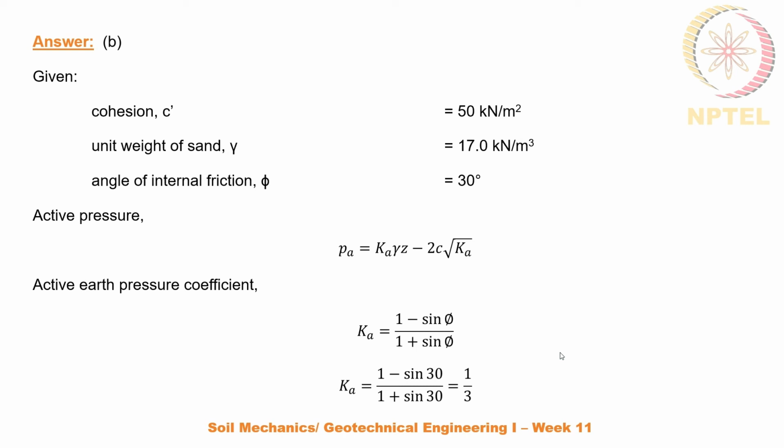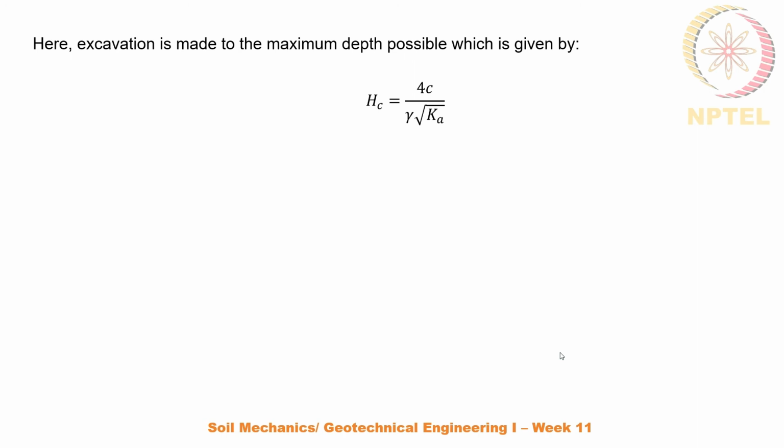Now, we don't know the value for z. It is given that the excavation is made to the maximum depth possible. The maximum depth possible is given by the equation Hc is equal to 4c by gamma root Ka. Substituting the value for cohesion, unit weight, and coefficient of active earth pressure, we have the maximum depth possible as 20.377 meters.